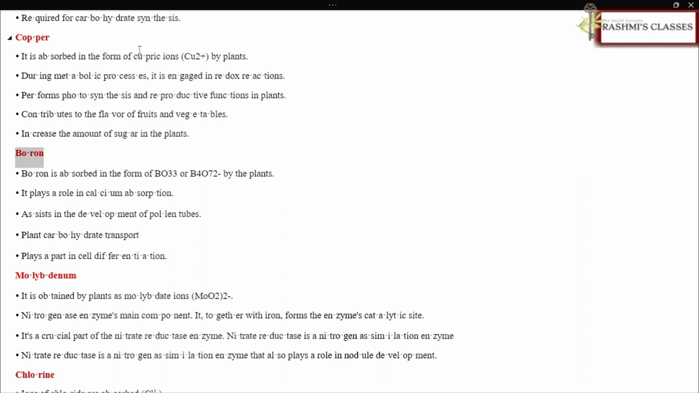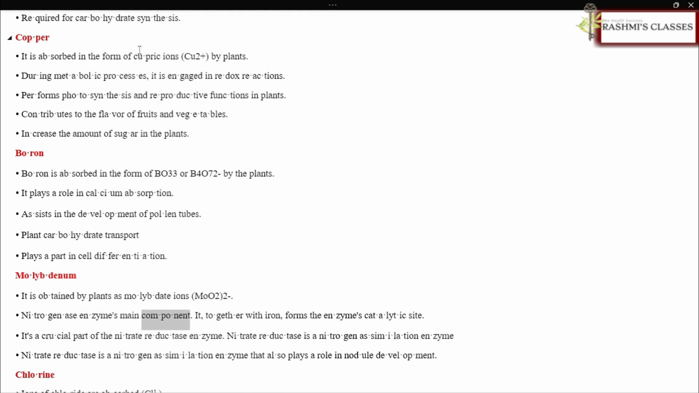Boron. Boron is absorbed in the form of BO3 3- or B4O7 2- by the plants. It plays a role in calcium absorption. Assists in the development of pollen tubes. Plant carbohydrate transport. Plays a part in cell differentiation. Molybdenum. It is obtained by plants as molybdate ions, MoO4 2-.